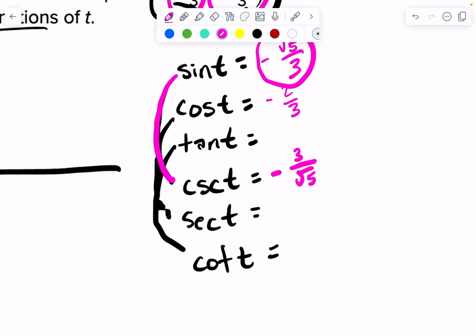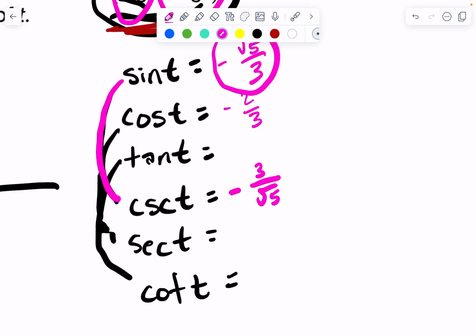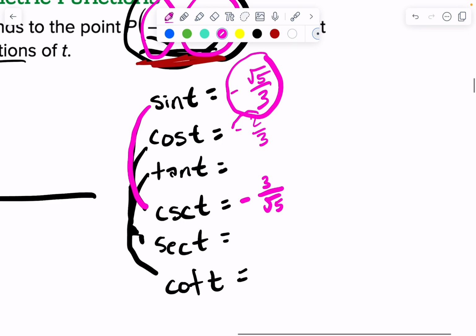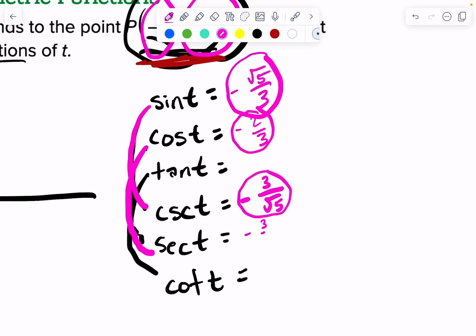I know that we don't like to have a square root in the bottom, but for now we're just going to leave it, and we'll fix it later. Not in this problem. I'm just going to have you do one thing at a time. Cosine is the flip of secant, so it would be -3 over 2. Tangent is taking the y value and dividing by the x value.